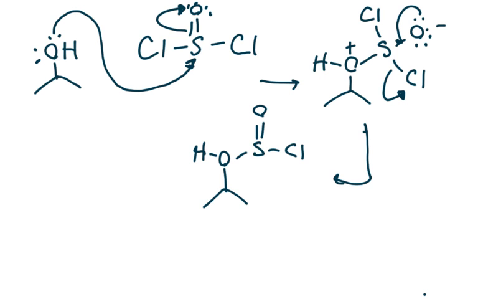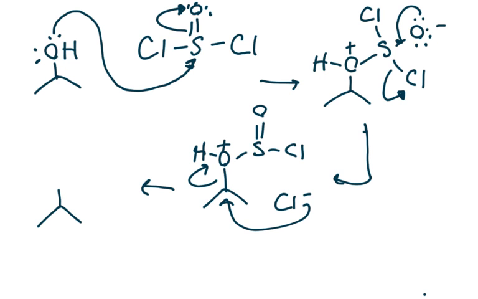Also, nice double bonds, good for resonance, right? And we have a positive here, and we have our negative chlorine. And our negative chlorine is going to come in here, and it's going to kick out this whole group. And this group doesn't have an abbreviation like TS. We just draw the whole thing. So we have this, and we have this. And these are our products.